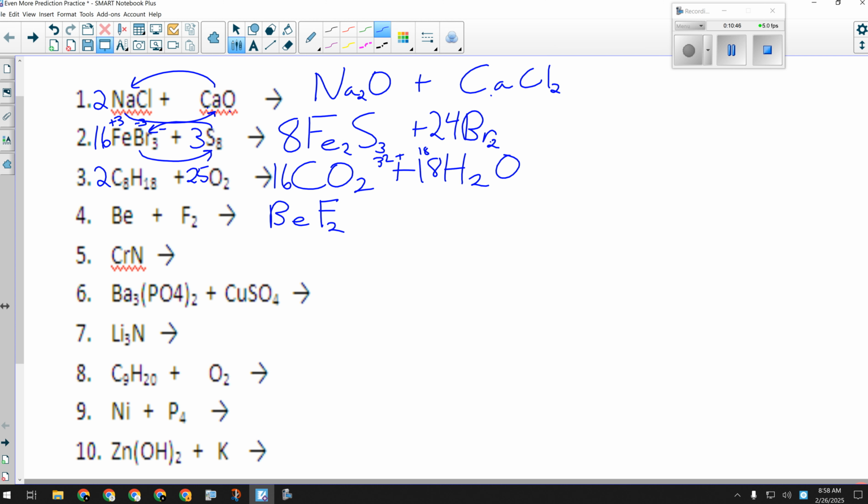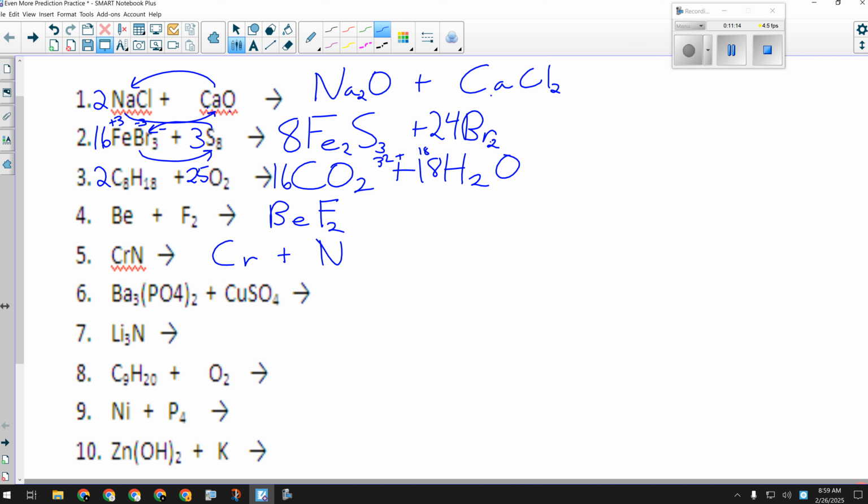Okay. Number 5, we have only one reactant, chromium-3 nitride. Okay, what's it going to do? It's going to decompose, right? It's a decomposition reaction. If you only have one reactant, that's all it can do. It can't react with itself. So all it can do is decompose or break down into its 2 elements.